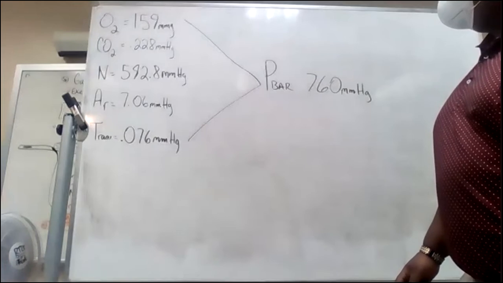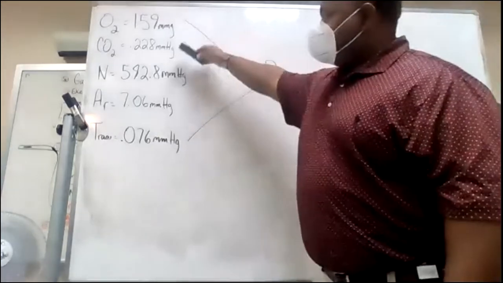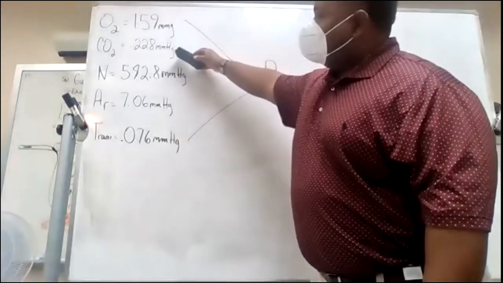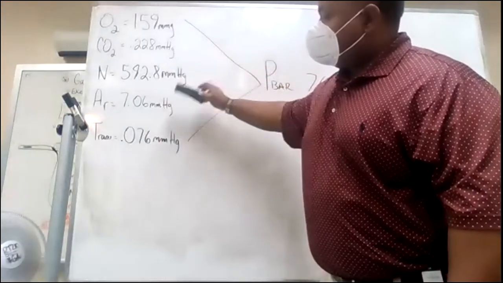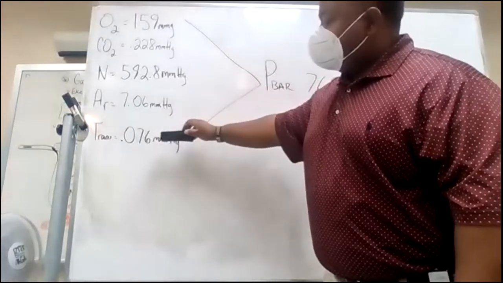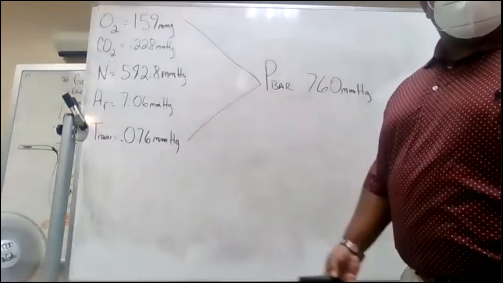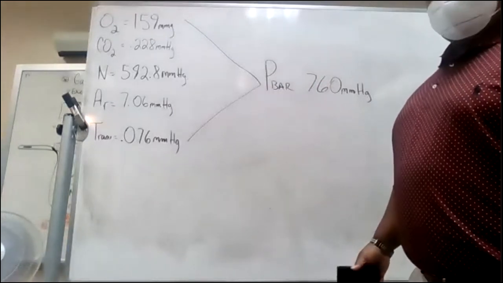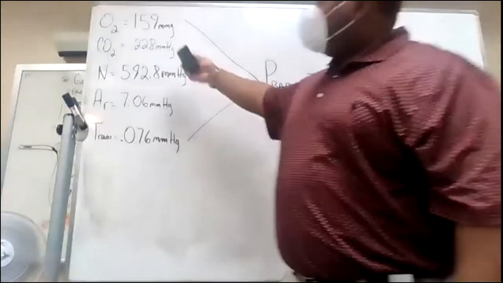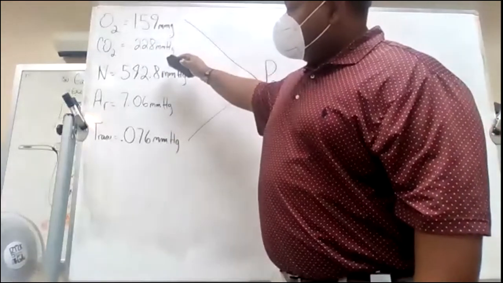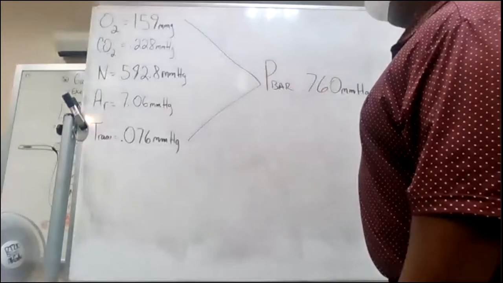Yes, I got a question. How did you get this? Right here, you add these pressures up. 159 plus 0.228 plus 592.8 plus 7.06 plus 0.076 equals 759 point something. We just said 760. Yes, sir. But do you see how we got these numbers right here? That's why when I added it, I didn't put in the 0.228. That's why I missed it. Oh, okay.